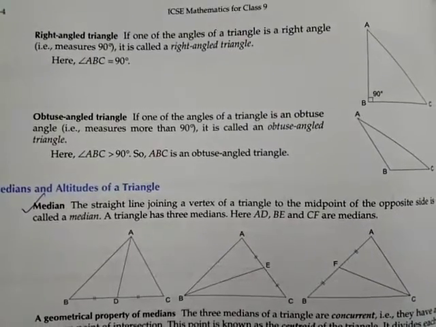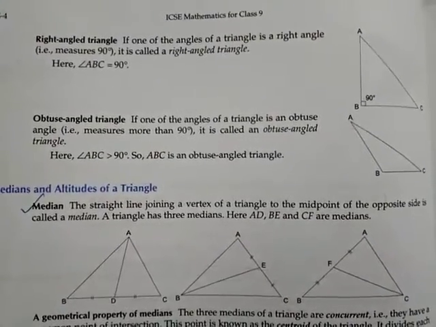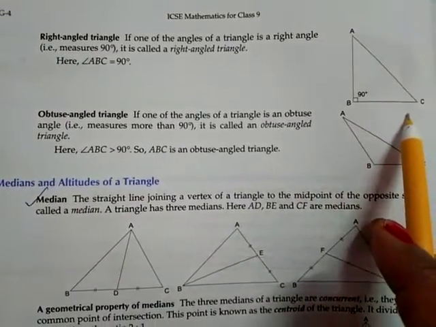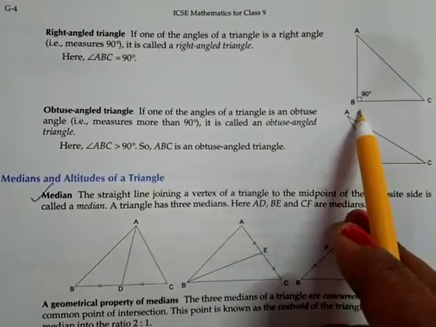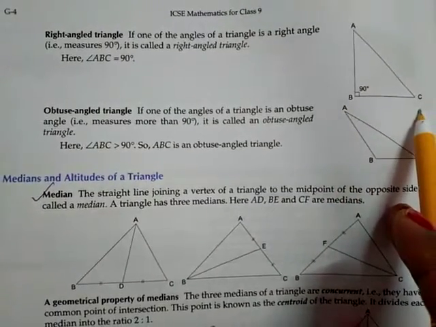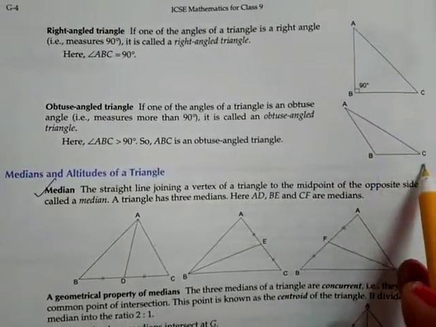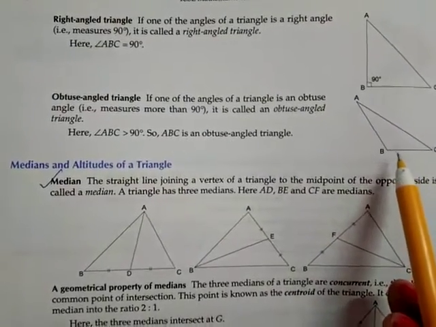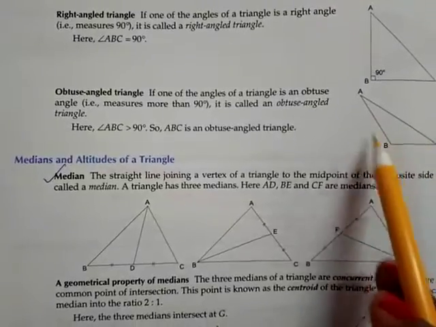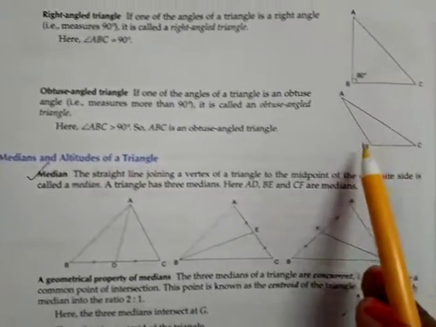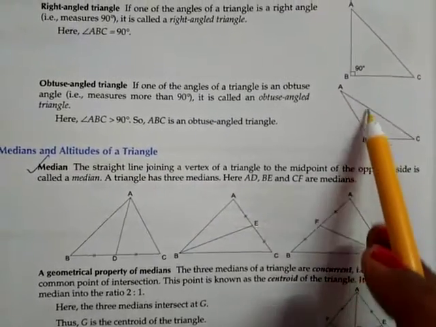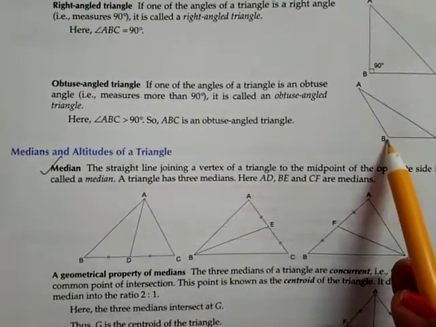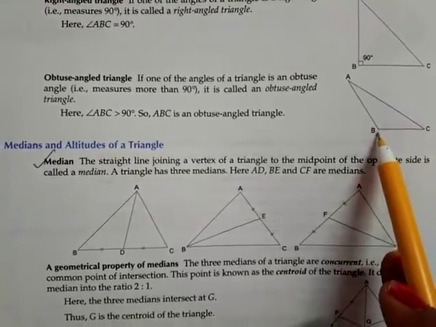Now next one is right angle triangle. If one of the angles of a triangle is a right angle, meaning any angle which is 90 degrees, then it is called a right angle triangle. Here right angle at B, so angle ABC is 90 degrees, which is a right angle triangle. In an obtuse angle triangle, if one of the angles of a triangle is an obtuse angle, more than 90 degrees, then it is called an obtuse angle triangle. Here in angle ABC, we see that angle B is more than 90. See, 90 is a straight corner, and this is going beyond it, which means the angle is more than 90, so it is an obtuse angle triangle.